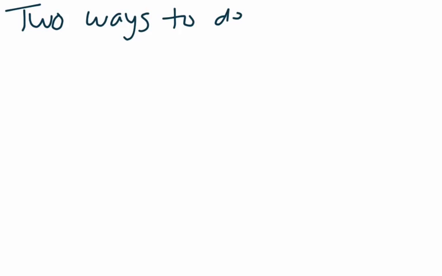Now, there are two ways to define i. So we know we have this thing. It's called an imaginary number. The symbol for it is an i. But what on earth is it? So there are two ways to define it. And they're actually the same thing, just written two different ways.